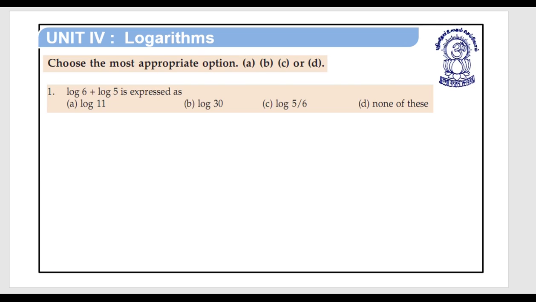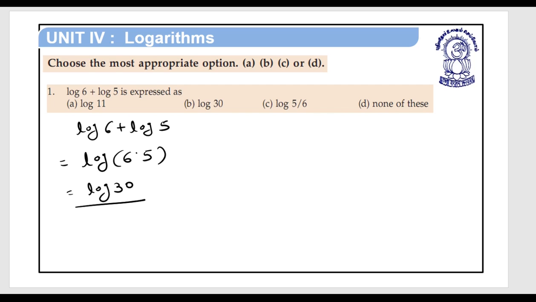Log 6 plus log 5. Use the log multiplication rule: 6 into 5 is equal to log 30. So, the answer is B, log 30.